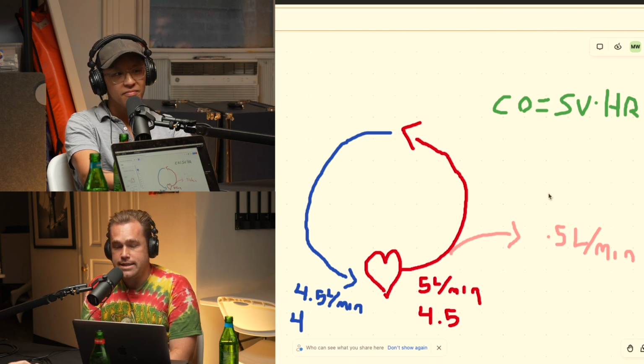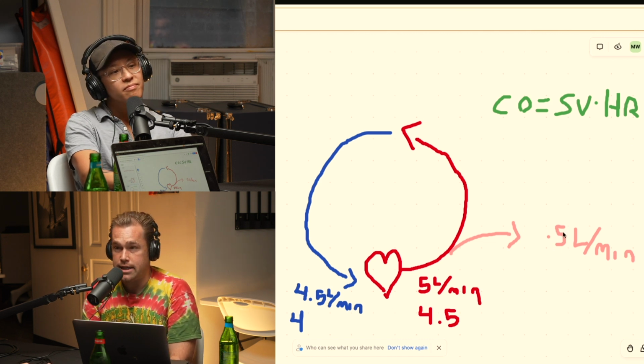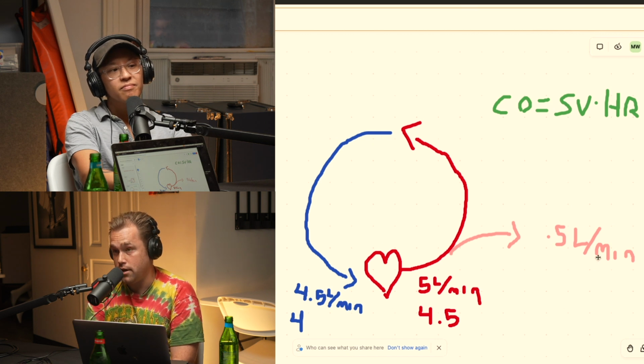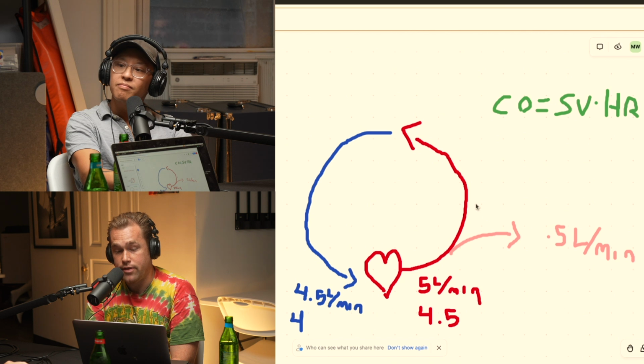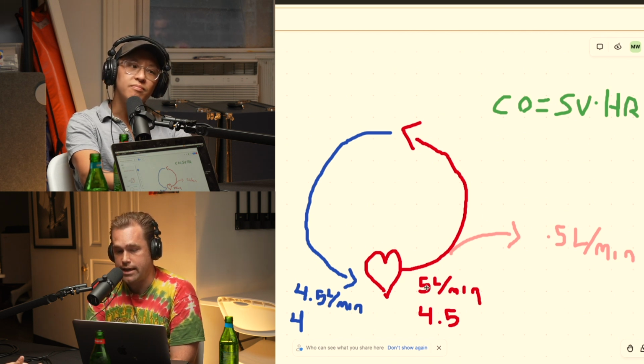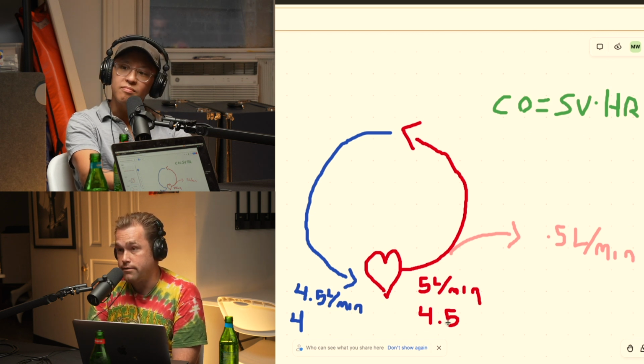So let's say someone is bleeding. This could be a person who is shot, stabbed, or gets in an accident, and they're losing 0.5 liters of blood a minute. That means if they're losing 0.5 here, only 4.5 is going to return. That's an easy concept to understand. 5 liters is coming out, but they're losing 0.5, so only 4.5 is returning. So their max cardiac output now is going to be 4.5.